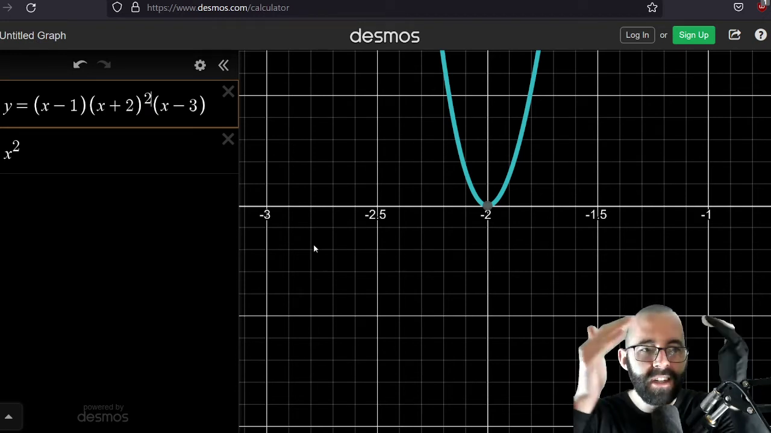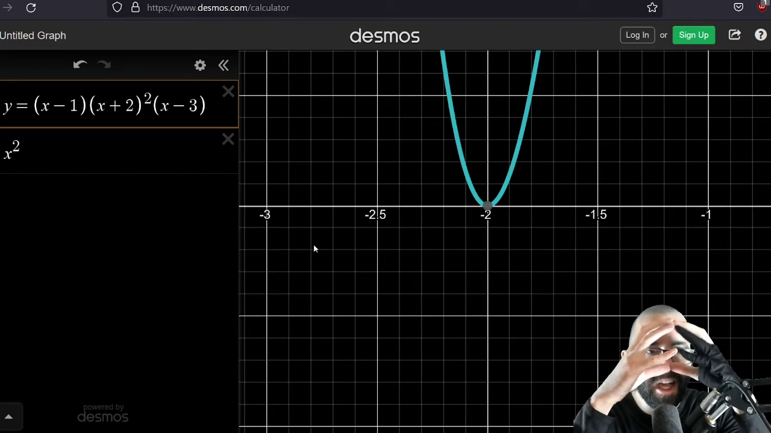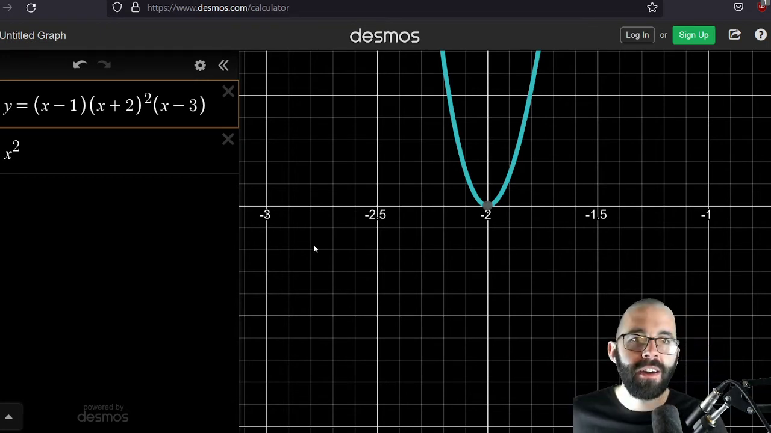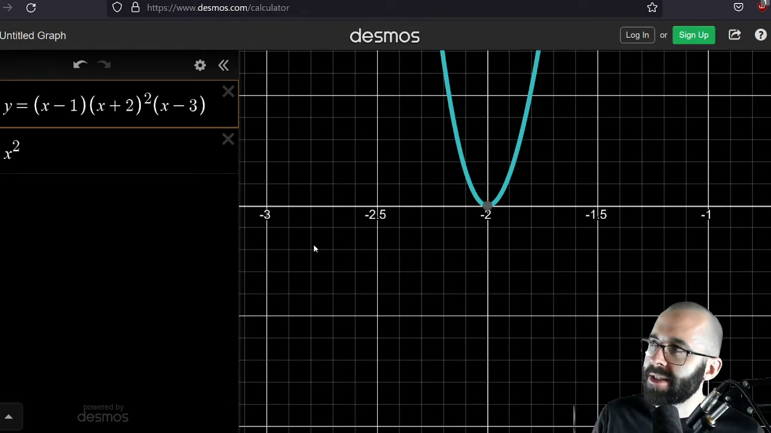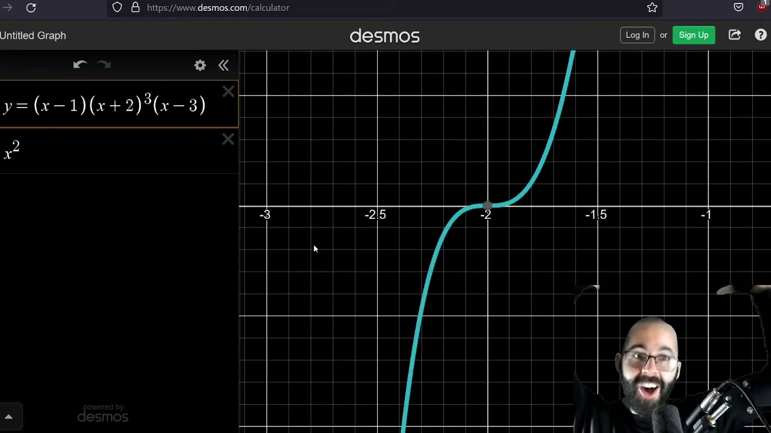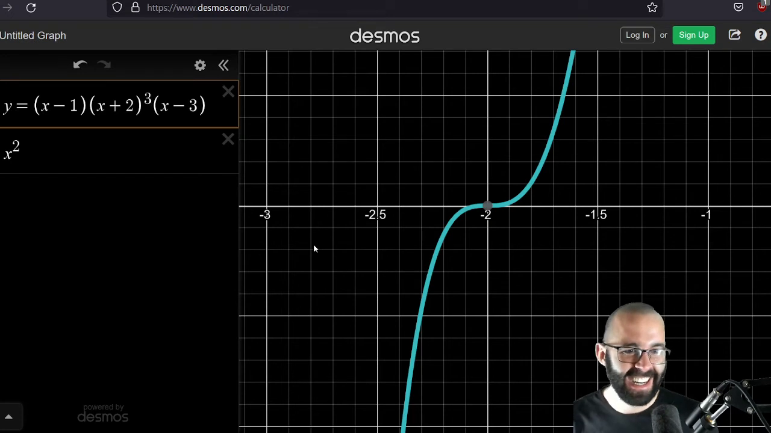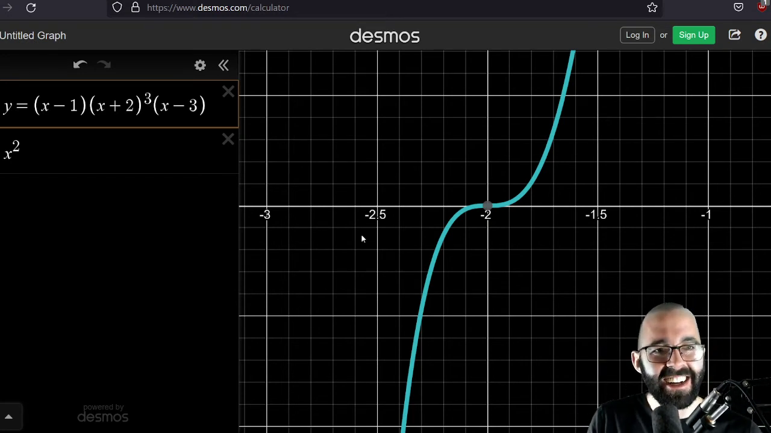The multiplicity determines what things look like around that 0. So if multiplicity 1 is kind of like a line, multiplicity 2 is kind of like a parabola, what do you think multiplicity 3 is going to be? A cubic function, perhaps? Whoa! I'm sorry, I'm disturbing my cats, but it's kind of cool, right?